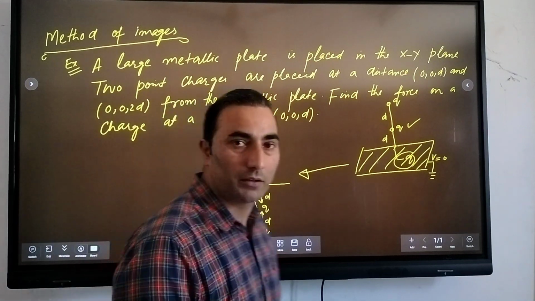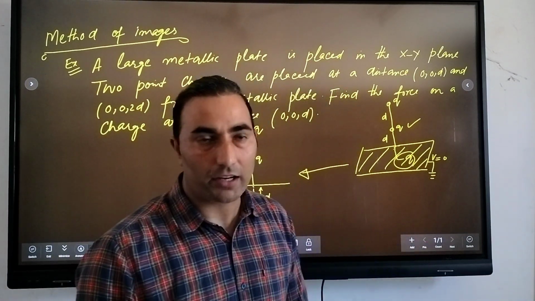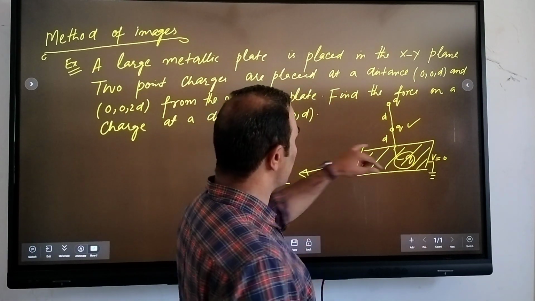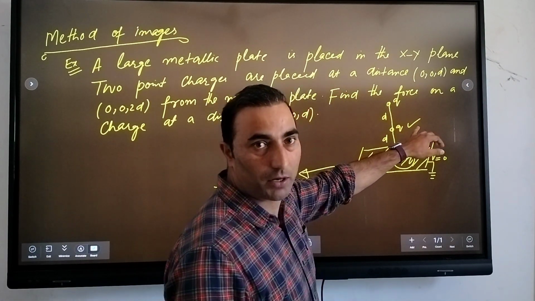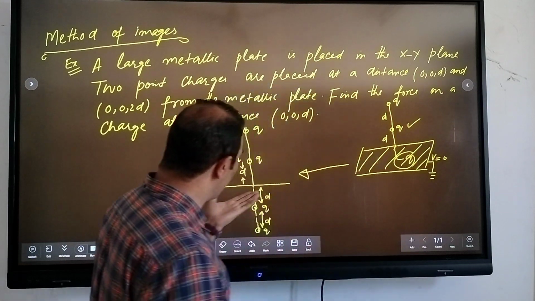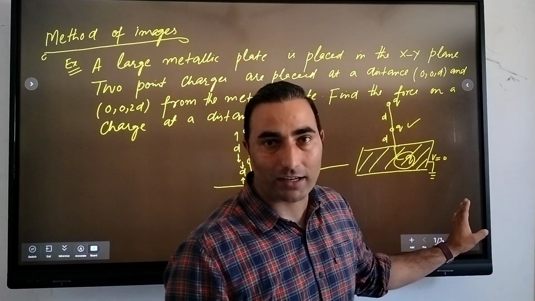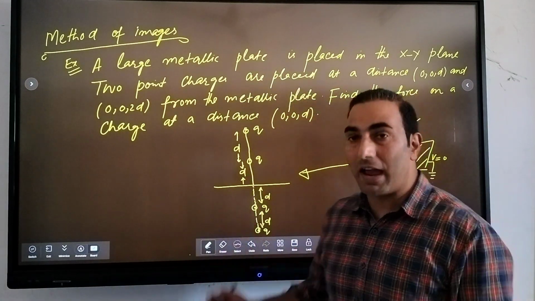Okay. Now it's clear. So what do we have to calculate? We had to calculate the force on the charge at a distance of d from the metallic surface, right? So this will be equivalent. We are removing this metallic conductor and we place some imaginary charges.